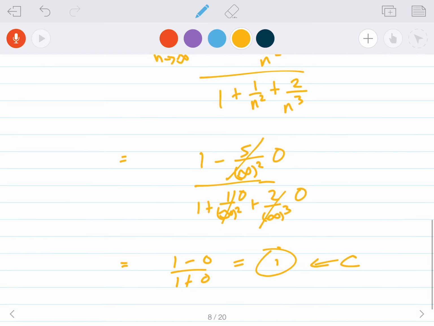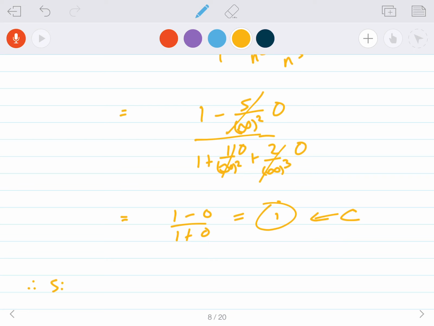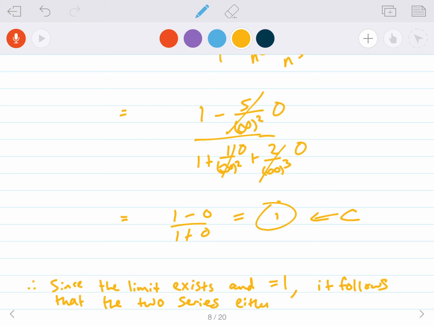And since this is true, since the limit exists and equals 1, it follows that the two series either both converge or both diverge. So which one is it?